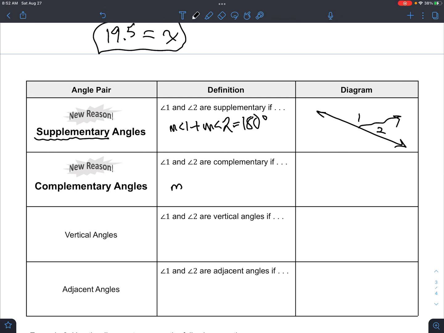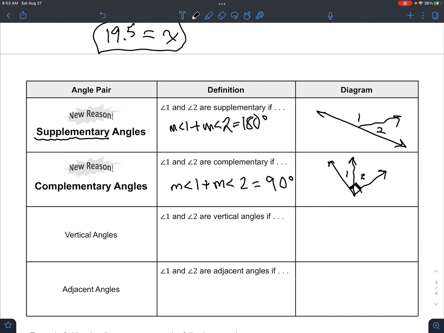And then complementary angles add to 90. We use that a lot as well. So if you had a 90-degree angle, which we mark with that little box, and it was broken up into two angles, 1 and 2, if you added those together, it would be 90 degrees.